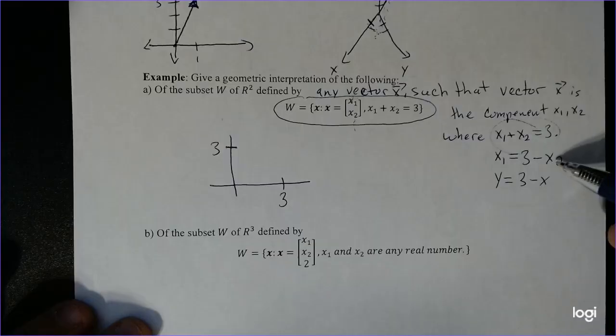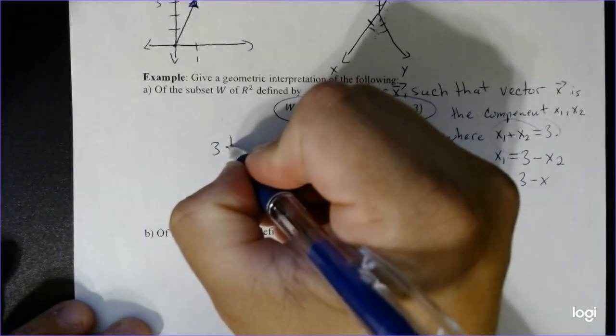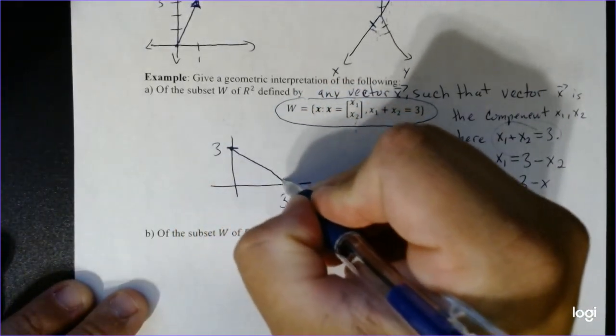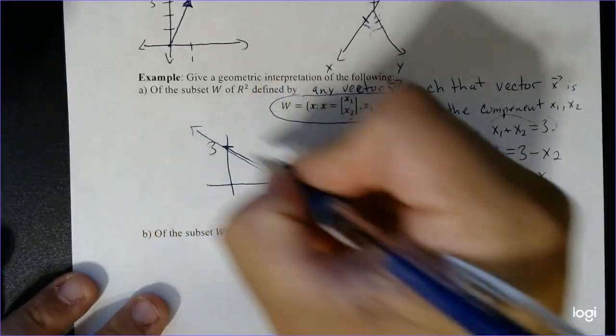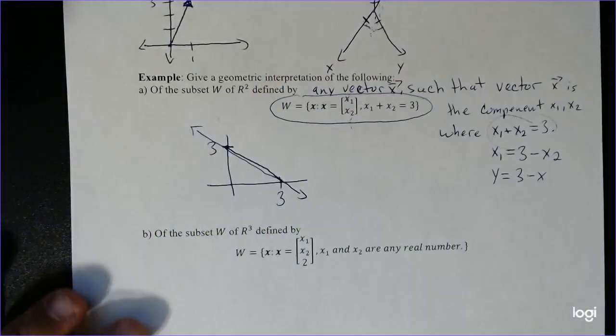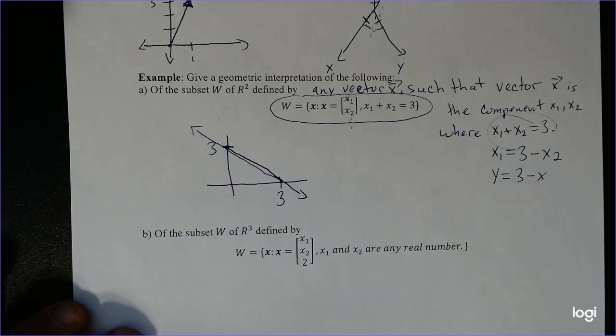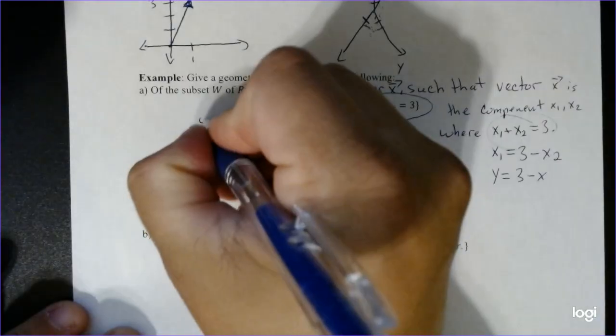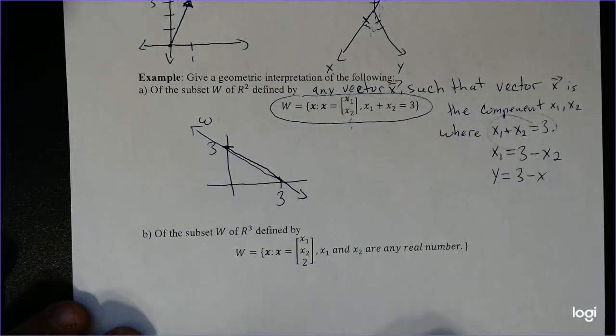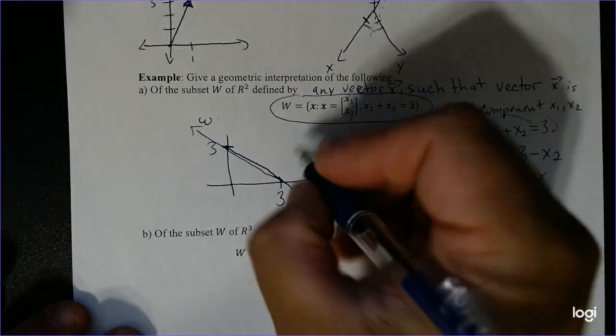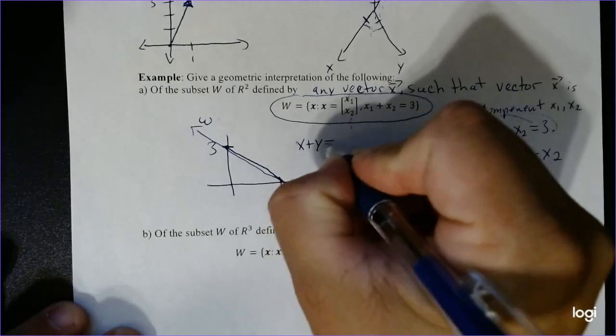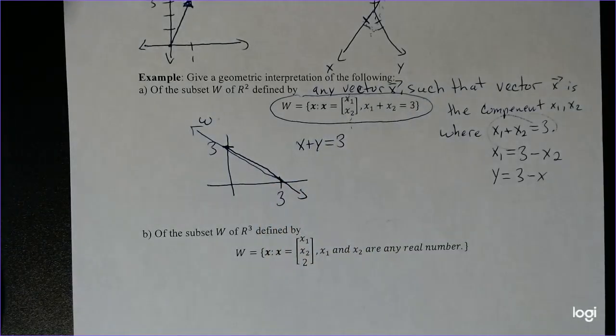Because if one gives you 0, we're at the top of it. And if the other one gives 0, we're at the bottom of here. So this actually is a line in 2D. So this is line W. Or if you want to call it x plus y equals 3, like I have it there.